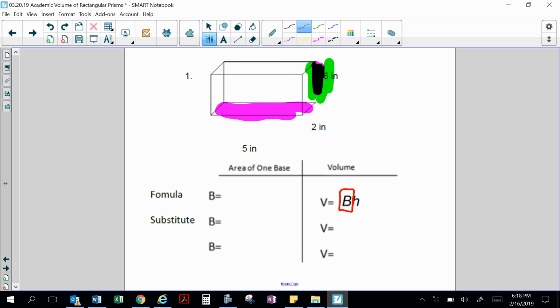So how do you find the area of this rectangle? You multiply the base and the height, or 5 times 2 is 10. So the area, the big B, is 10. Then what is the height of this? 6. So the volume, or how much it holds inside, the capacity of it, is 60 cubic inches.